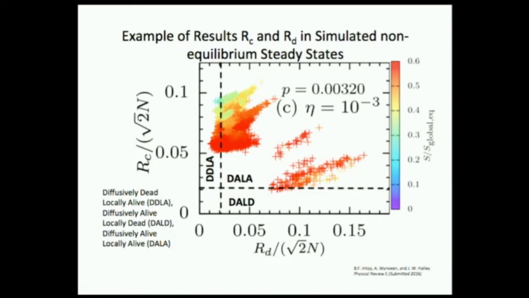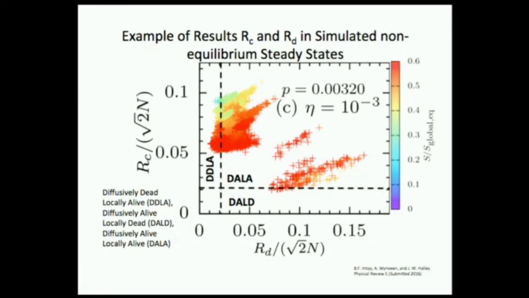So all the points in here are considered DDLA. And if the system is chemically equilibrated but far away from its diffusively equilibrated point, we call the system diffusively alive, locally dead, and that will encompass all the points in this compartment. And then if the system is both far away from being chemically and diffusively equilibrated, we say it's diffusively alive and locally alive, and it would be all the points in this compartment.